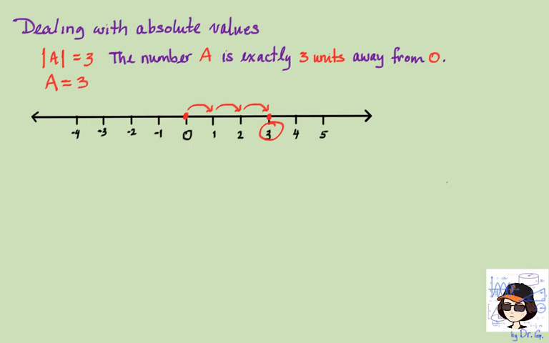But what if I walked in the other direction? You have to remember there's always 2 directions. You're starting at 0, and you could go to the right or to the left. So now let's go to the left. I go 1, 2, 3. I land at negative 3.